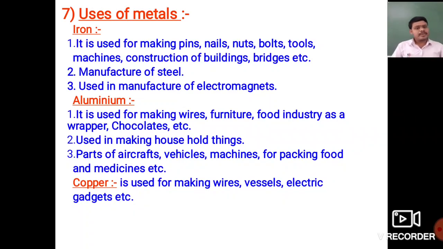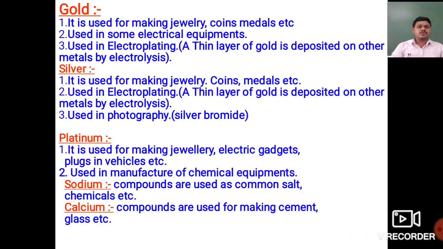Copper is also one kind of metal that is used in the manufacturing of vessels, wires and some other electrical gadgets. So these are all the uses of iron, aluminium and copper. Let us discuss some other uses.